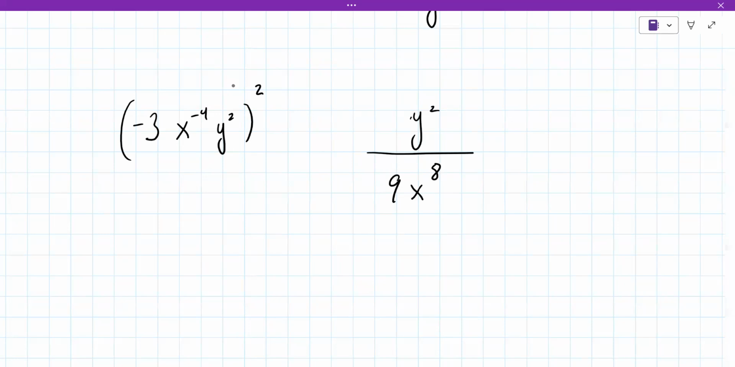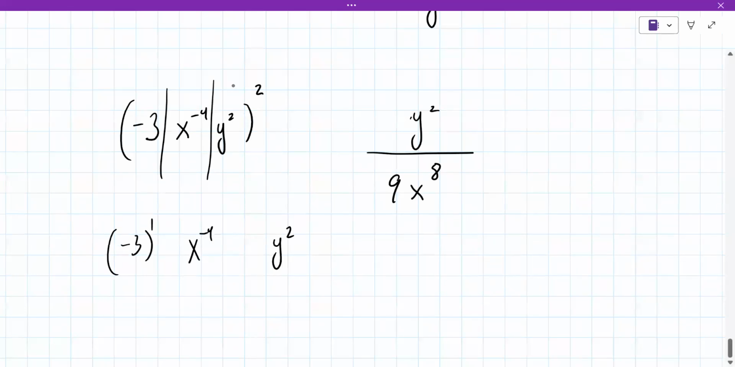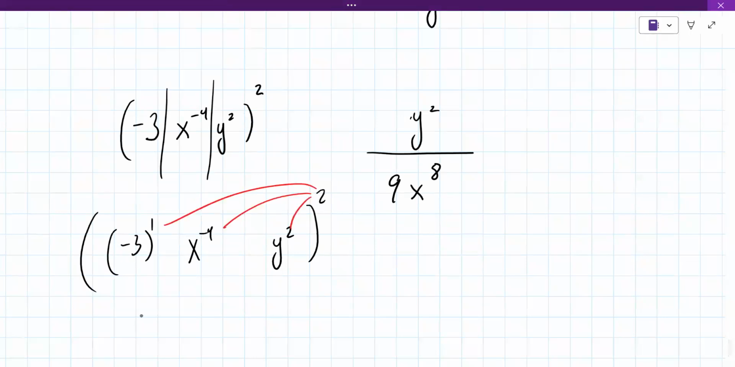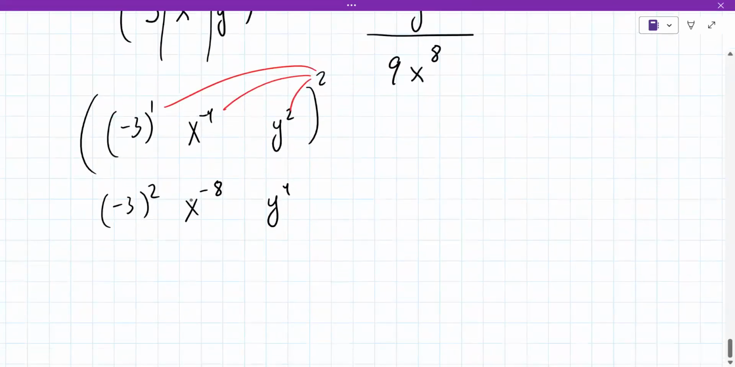So they're really separated. It's really like -3 to the 1, x to the -4, and then y squared. And then you're squaring each of those, but they're kind of all separate entities once you do that. So it's like -3 squared, x to the -8, y to the 4th. You treat them all separately, just because x is going down to the bottom doesn't have anything to do with the y or the number.